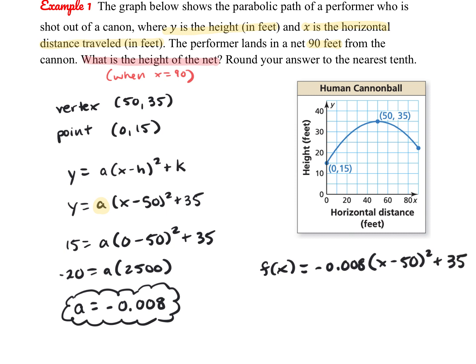And now we can answer our question. They're asking when x equals 90, which is that horizontal distance, what is the height? So we can just simply do f of 90. So we substitute 90 for x. And then we can let our calculator do the rest. And we should get 22.2.